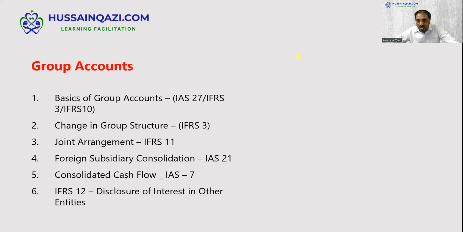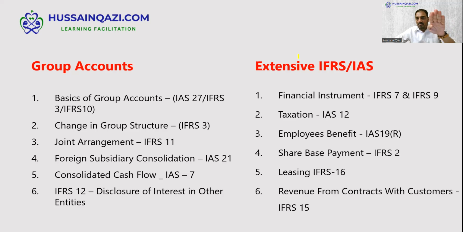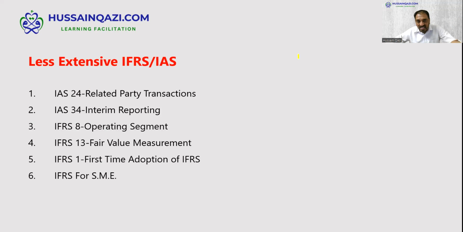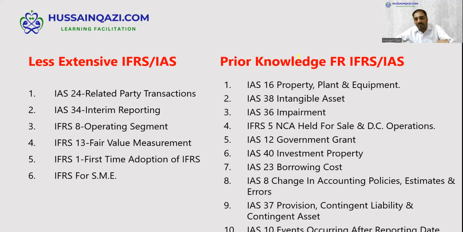Number 1, group accounts. These 6 topics, make sure you have covered them. Number 2, extensive accounting standards: 1, 2, 3, 4, 5, 6. I'm not reading it, it's very clear here. Number 3, less extensive accounting standards. Number 4, prior knowledge accounting standards. So make sure you have already covered all the content of the accounting standards.